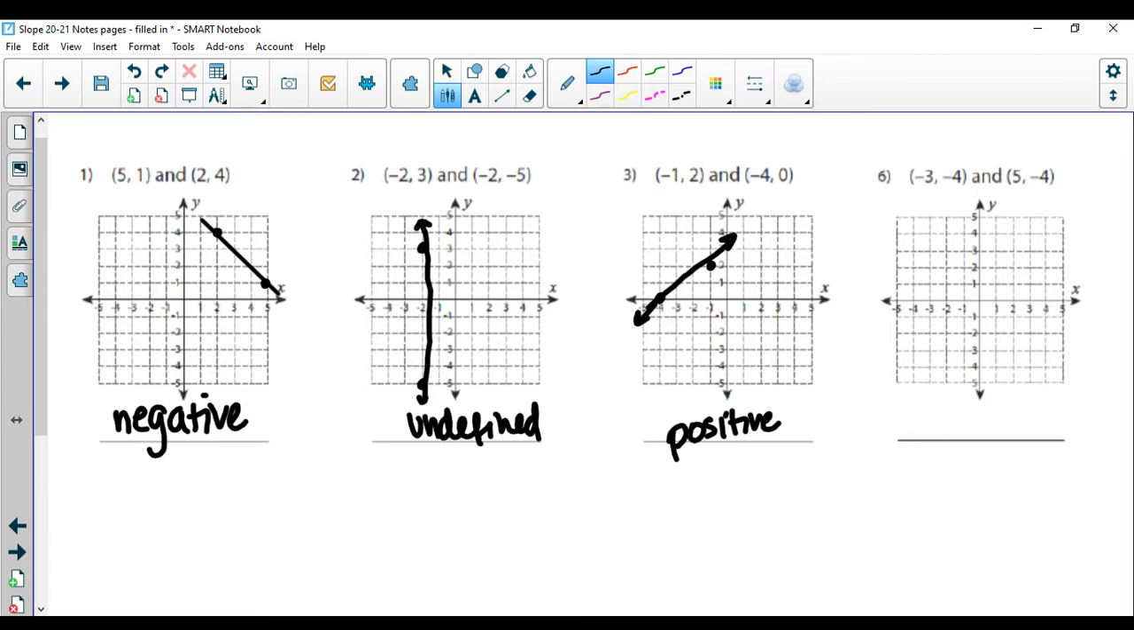Go ahead, plot the 2 points in number 6 and tell me if it's positive, negative, 0, or undefined. So we have (-3, -4) down over here, and (5, -4), which would be right over here. Since this one is a horizontal line, there is no rise, but there is run. We would call this a slope of 0. You can also just write the number 0 as well.